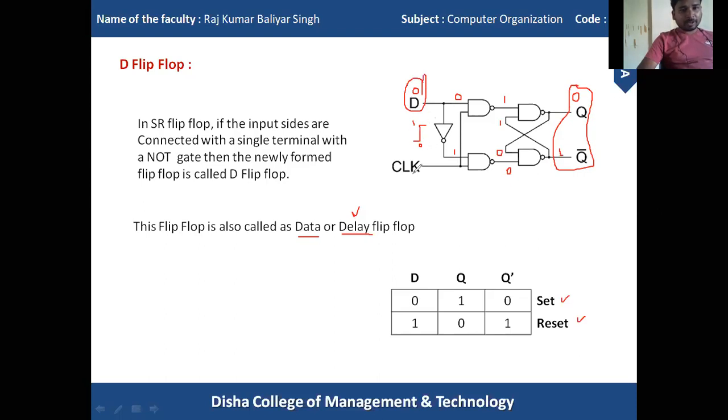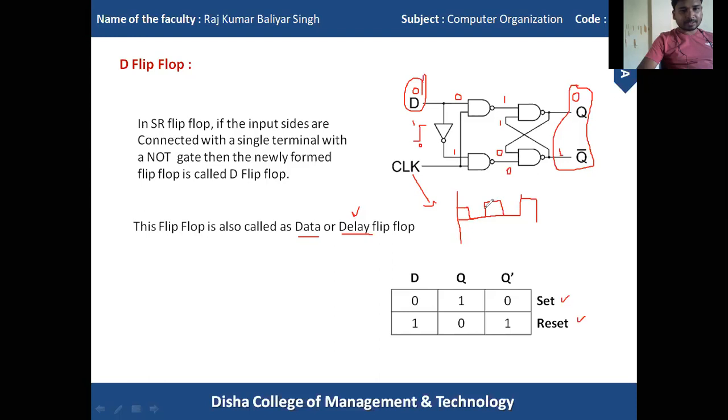As I said, the clock value is fluctuating. If we see the timing diagram of this clock, the clock value is fluctuating. It becomes 0 to 1, 1 to 0, and it continues. When the clock value is fluctuating, it will not affect the output side. If the clock is high, then whatever value is there will function. If clock is low, that means clock value is 0, then it will work.